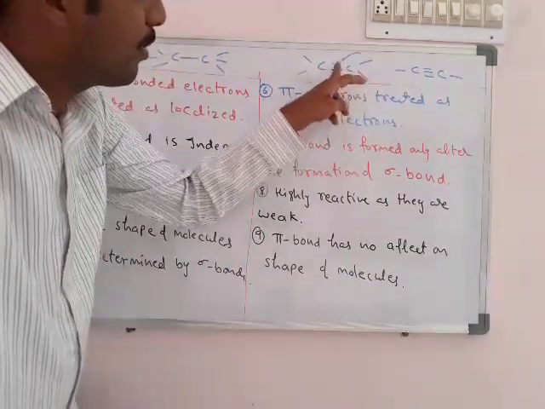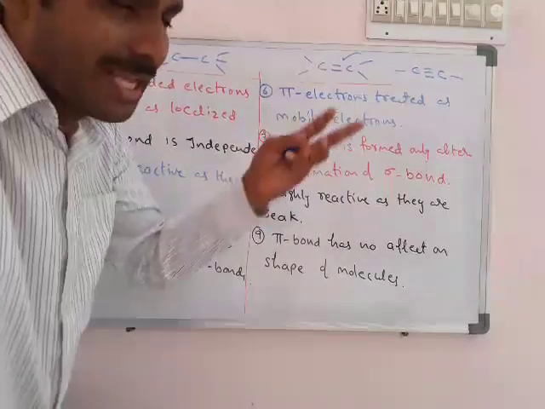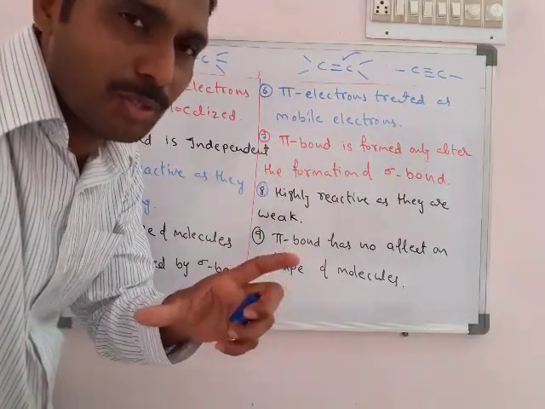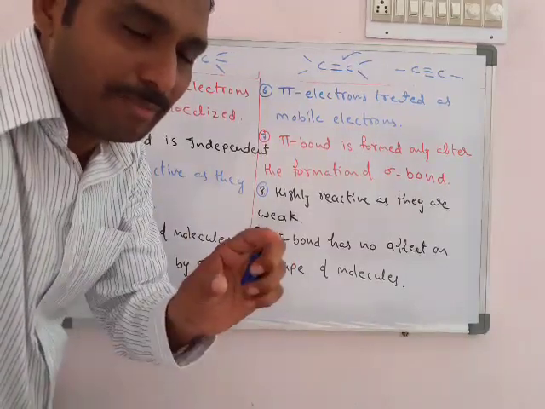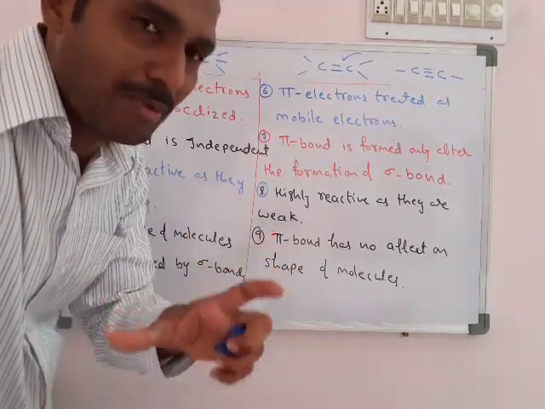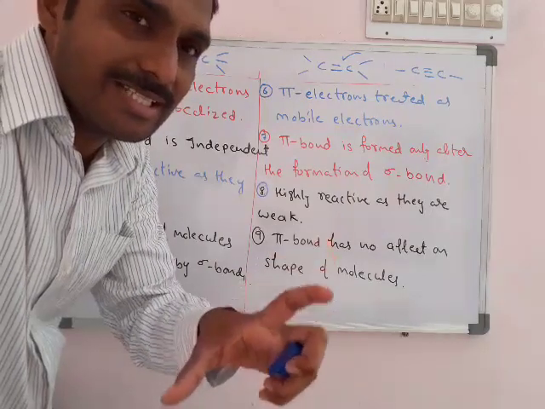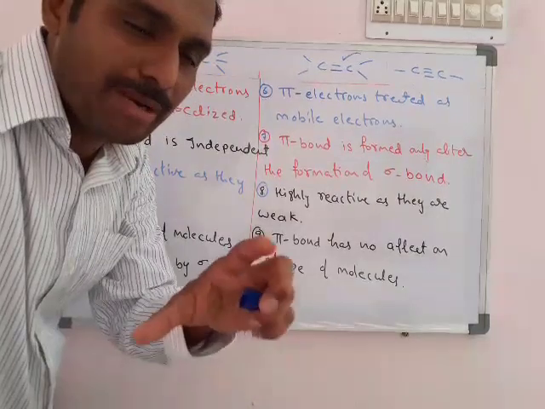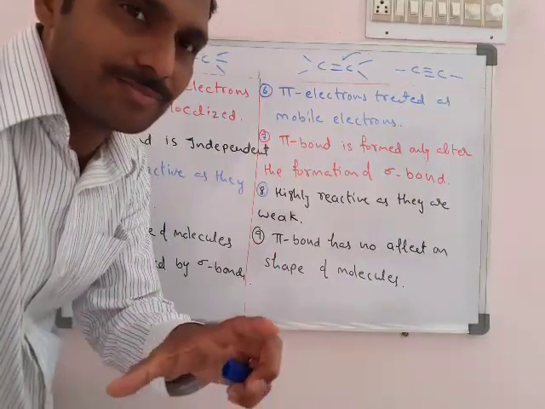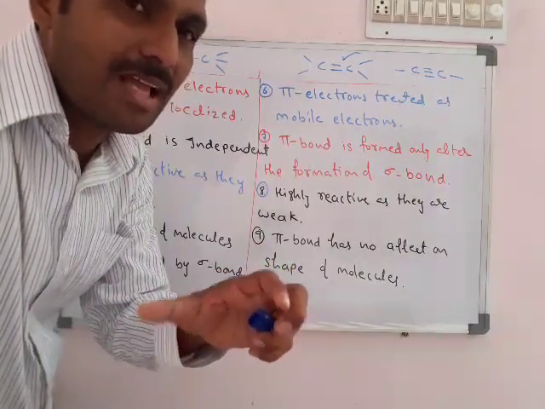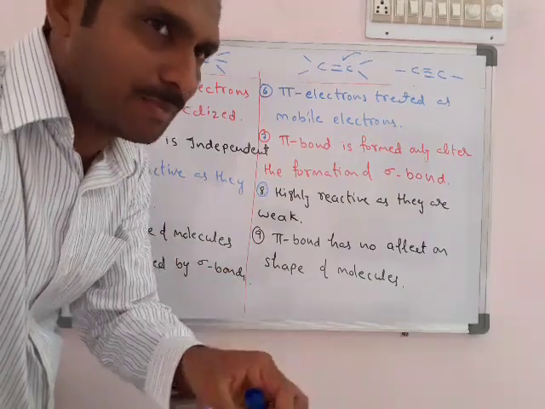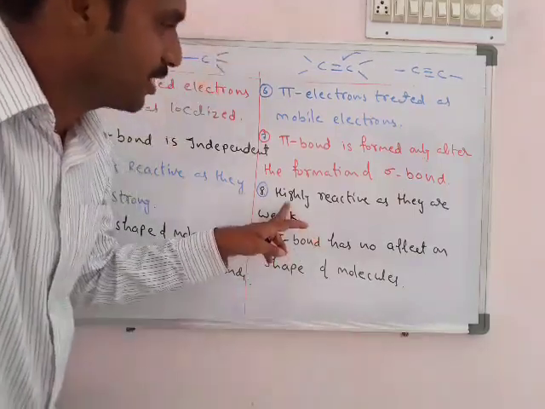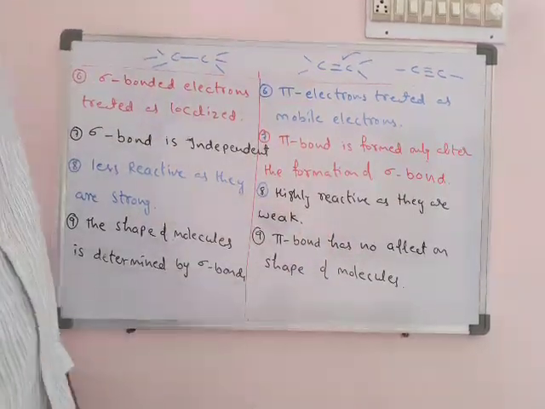So when a pi bond is present, the pi bond breaks automatically, and the molecule becomes unstable. Due to the presence of pi bonds, the stability of molecules decreases. That makes the molecule unstable. Unstable means they get involved in reactions easily. That is treated as them being weak.